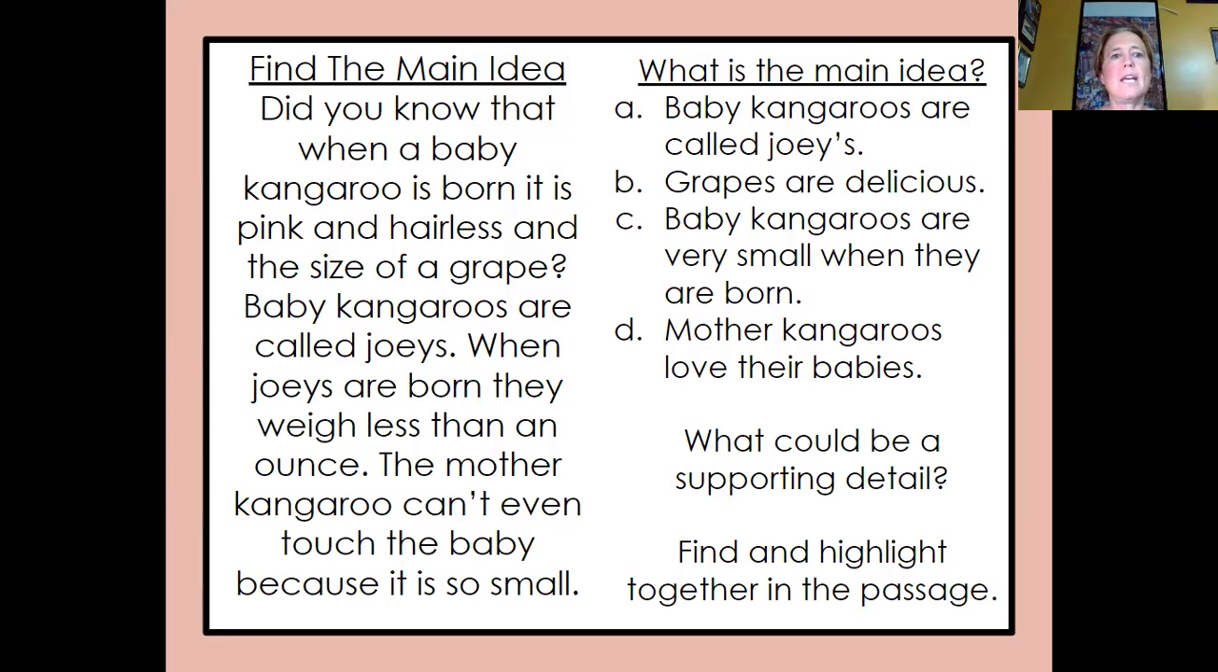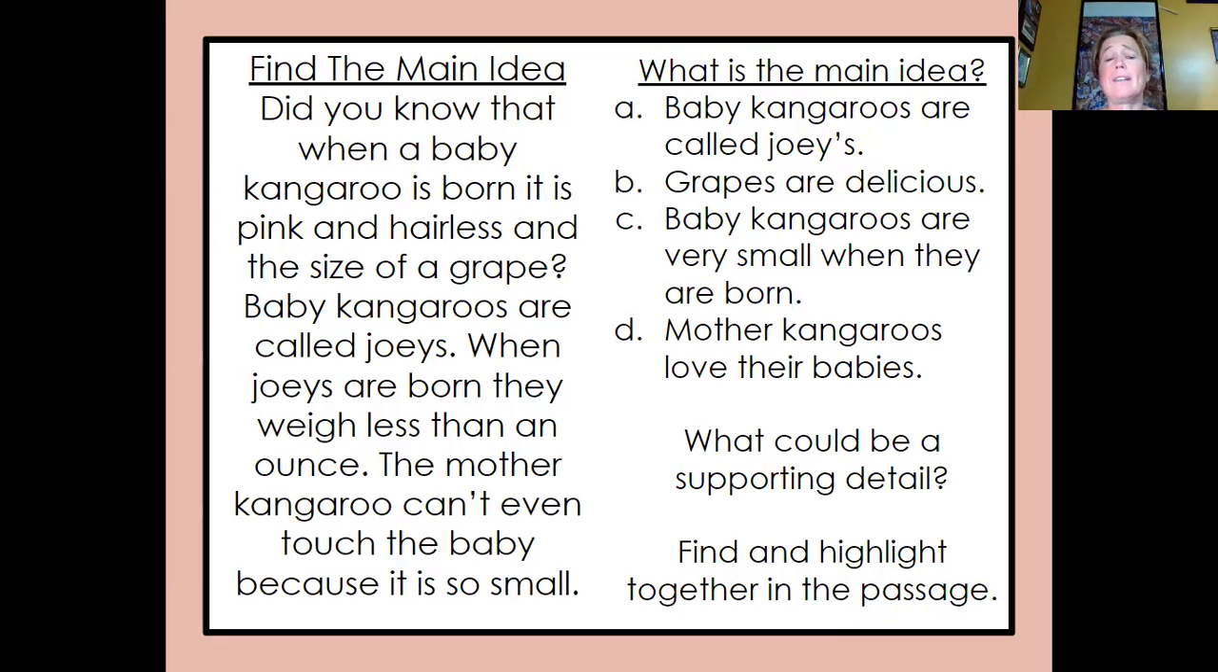All right, so today our story starts with, did you know that when a baby kangaroo is born, it is pink and hairless and the size of a grape? Baby kangaroos are called joeys. When joeys are born, they weigh less than an ounce. A mother kangaroo can't even touch the baby because it is so small.